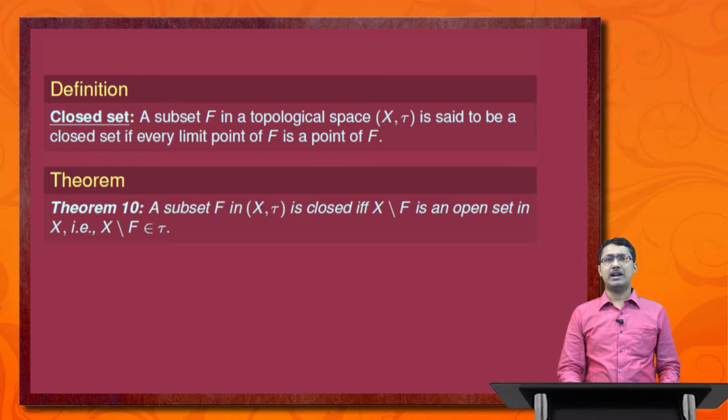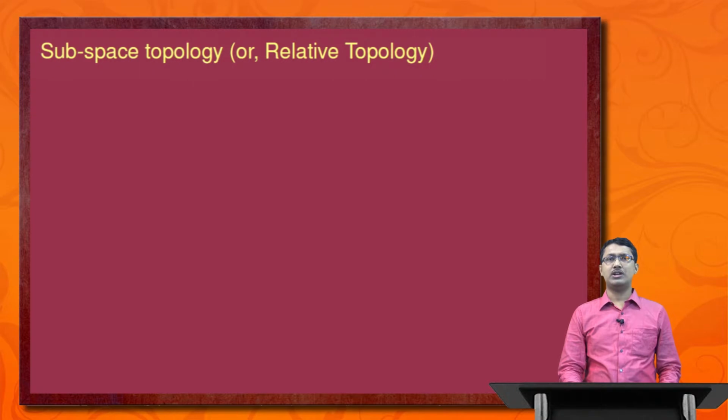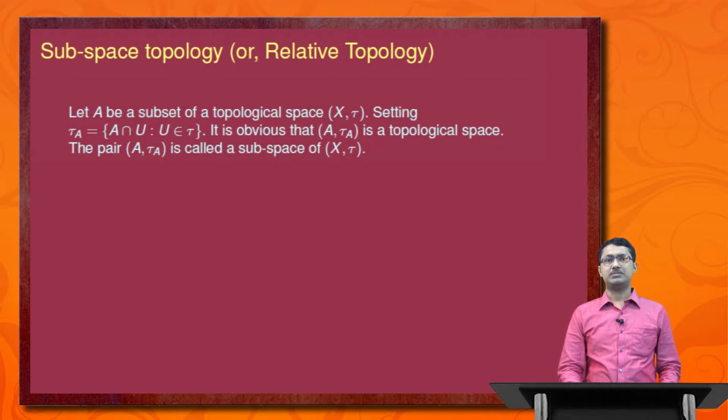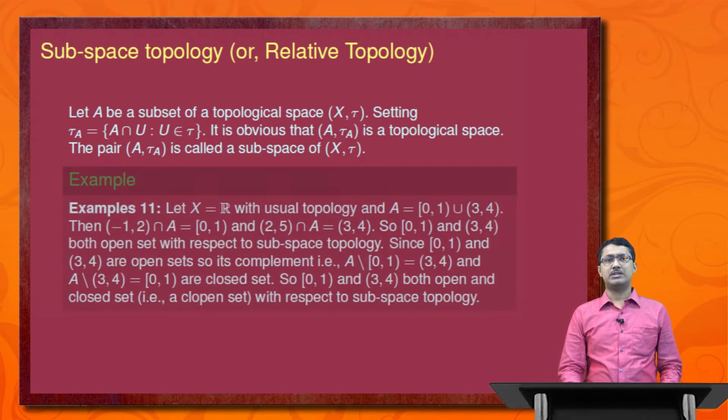Now we introduce another very important notion, called subspace topology or relative topology. For a subset A of a topological space (X, tau), set tau_A equal to A intersection U such that U belongs to tau. It is obvious that tau_A is a topology on A, and the pair (A, tau_A) is called the subspace topology or relative topology of (X, tau). That is, (X, tau) is the mother topology. We get an example, Example 11.